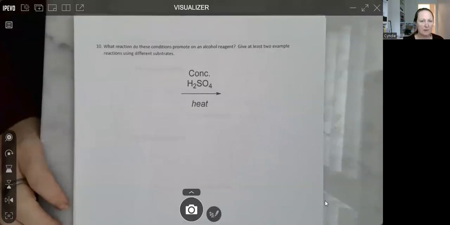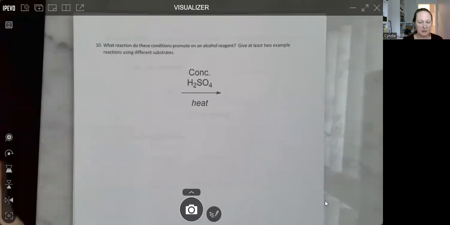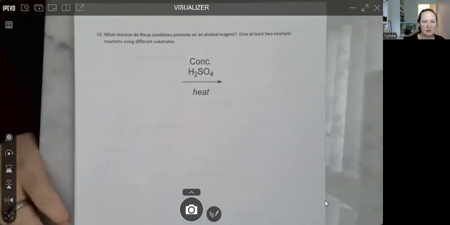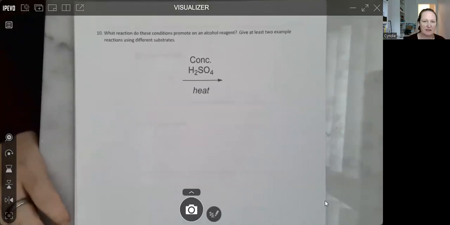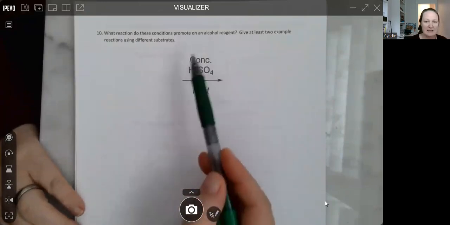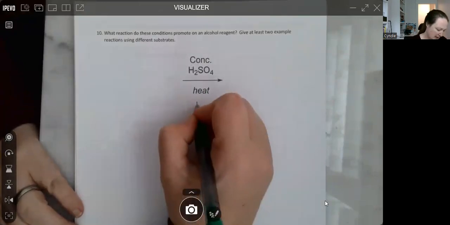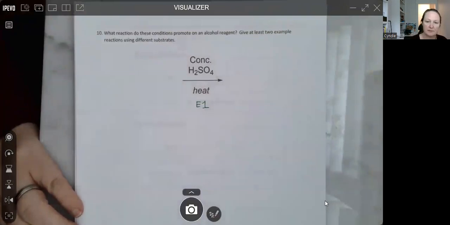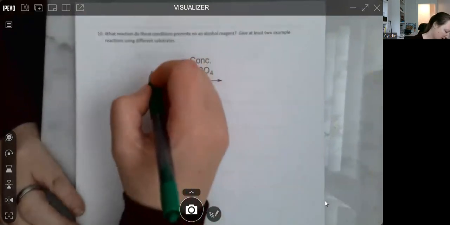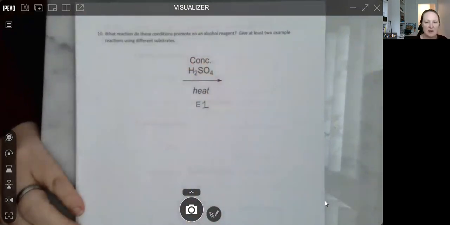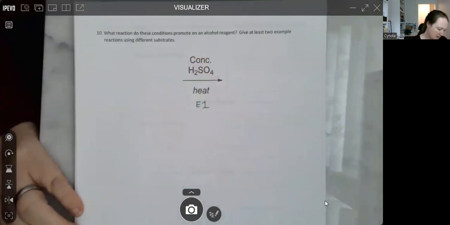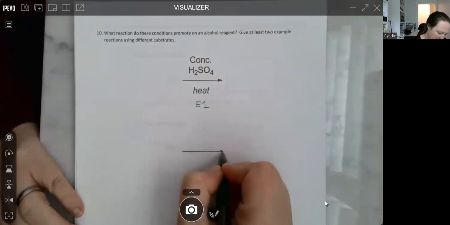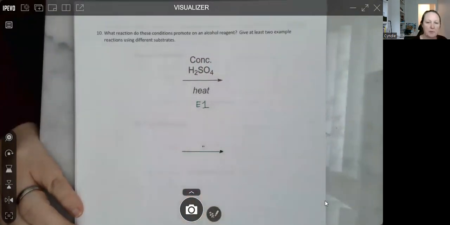Question 10, what reaction do these conditions promote on an alcohol reagent? Give at least 2 example reactions using different substrates. These conditions, concentrated acid and heat, promote an E1 reaction. And an E1 reaction would work best on a tertiary alcohol. So I'll just give a couple of tertiary alcohol examples.